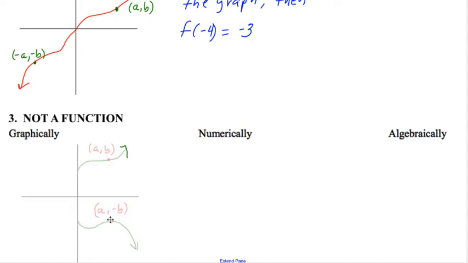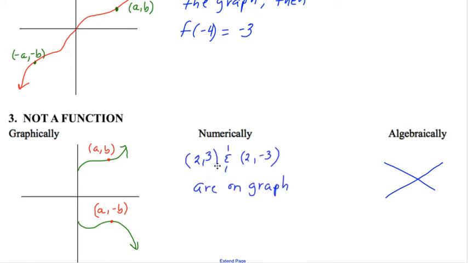Number 3, graphically, let's say we have this function, and we have a point (a, b), and this time it's not a function because of the vertical line test. If (a, b) exists, and this one would be symmetric about the x-axis in this case, then we must have (a, -b). So you can see that those are symmetric about the x-axis, which makes it not a function. So algebraically, we're not going to write any function notation. But numerically, if (2, 3) is on the curve, then (2, -3) must also be on the graph. So hopefully you can make some sense of that.